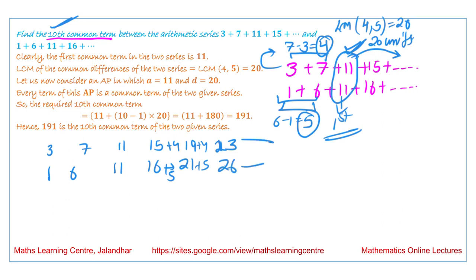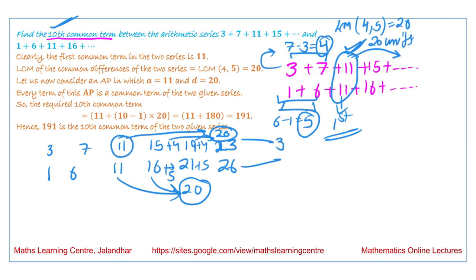So the common value we will obtain is when 20 is added to this term. We are talking about this 11. When we do 11 plus 20, we get 31. So that will be the next common term.